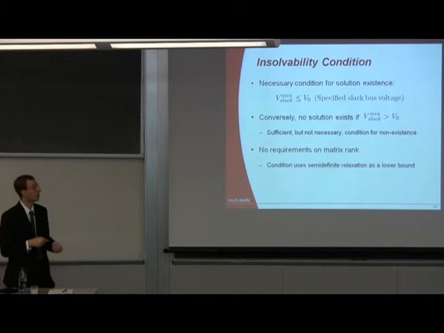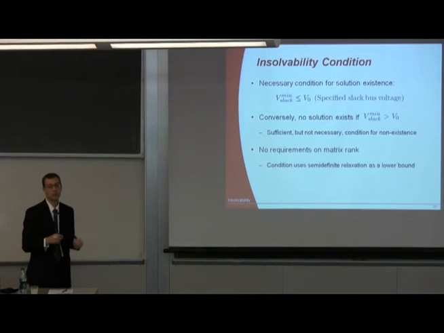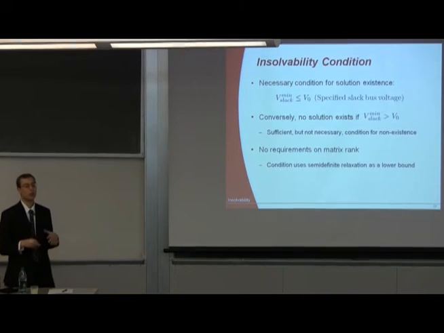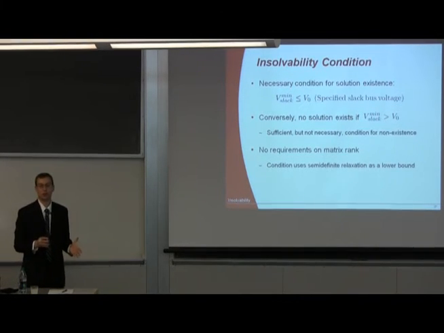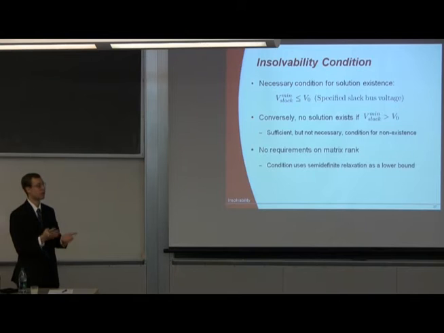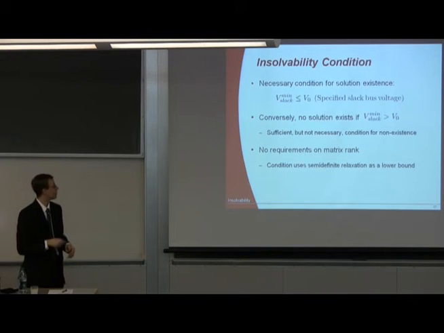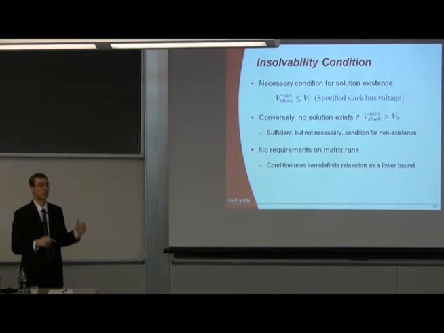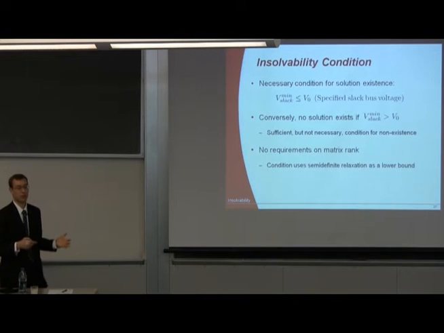Conversely, we can write it the other way. We can say if this minimum slack bus voltage is greater than our specified voltage, we are guaranteed to not have a solution. So that's a sufficient condition for solution non-existence. The interesting thing here is there's no requirements on the rank of any of these matrices anymore. We're just using the fact that this function is a lower bound. A lot of the power in the semidefinite relaxation is from the fact that we can get this lower bound even if the relaxation isn't tight.